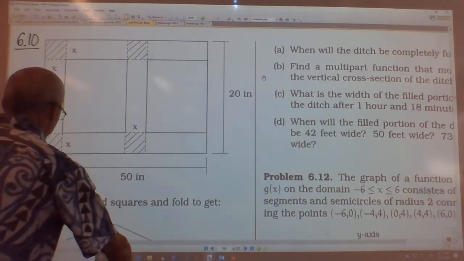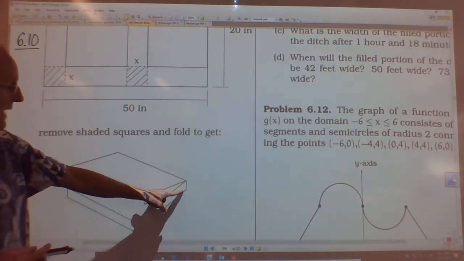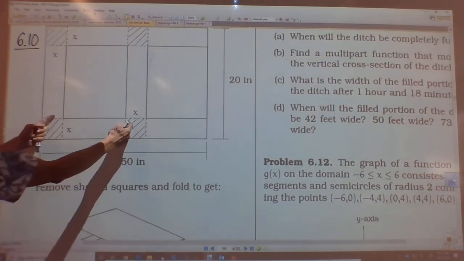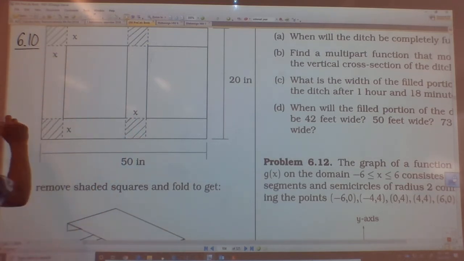And they have a picture here. So the height of the box is X. That's how big this square is that you're cutting out. So if you want a tall box, you make X big, but then the sides won't be as big, right? So whatever, you can kind of see how that works.